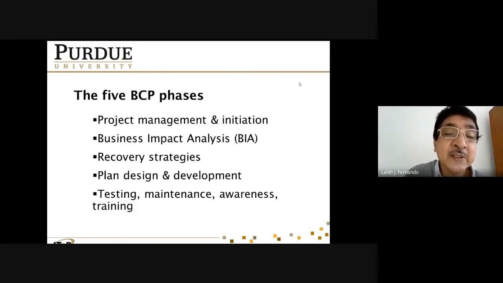Now we will discuss these phases. The first thing is the project management and initiation.